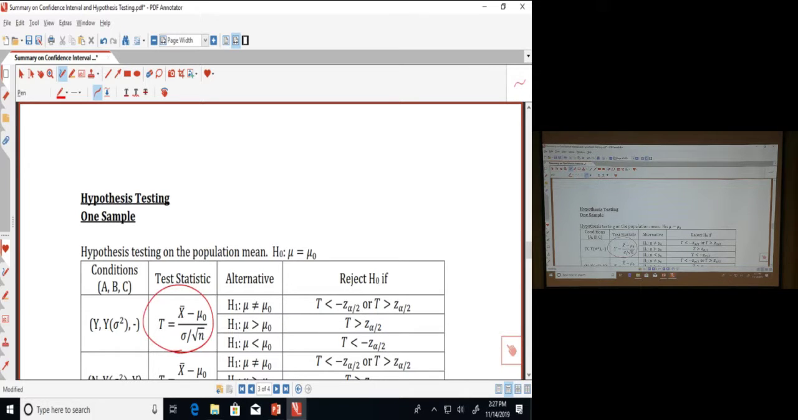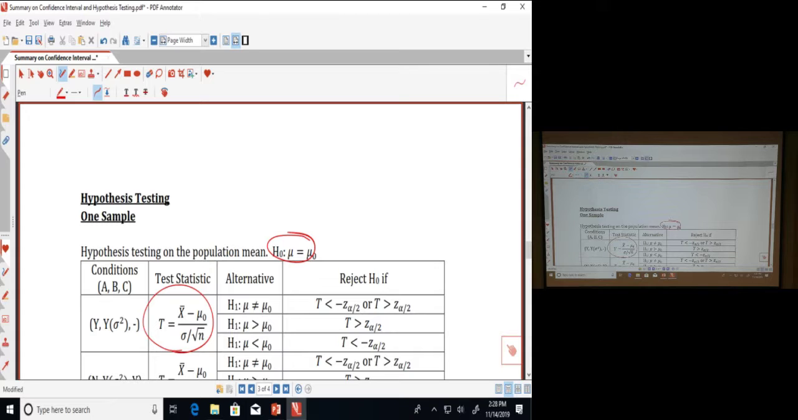So what is the distribution of this one? You notice that I replaced the mu by mu naught because we are testing this null hypothesis. The null hypothesis is that you specify mu, whether you believe that mu equals mu naught. So I want to understand the test statistic's behavior under the null hypothesis. In other words, I want to know, when mu equals mu naught, how does the test statistic behave?